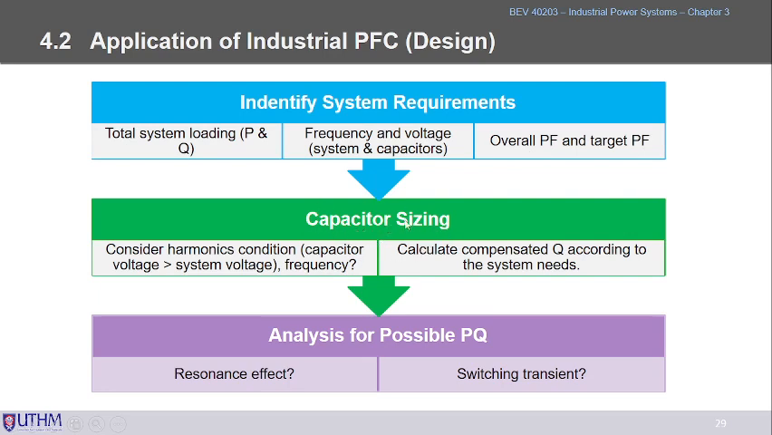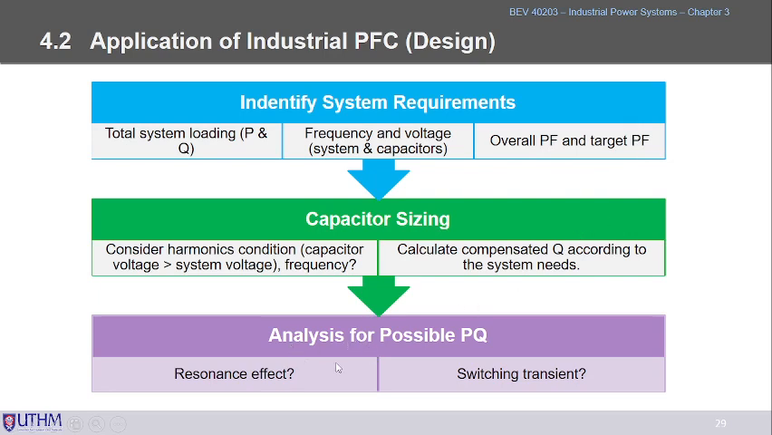How to calculate the sizing? The sizing depends on the harmonic content also. That's why the capacitor voltage must always be higher than the system voltage. This is the requirement, especially when dealing with harmonics. The frequency also is a little bit higher than the system. Then we can calculate how much is the compensated Q, the compensated reactive power that we require to increase from the overall power factor to the targeted power factor.